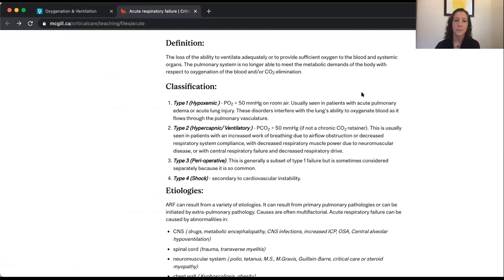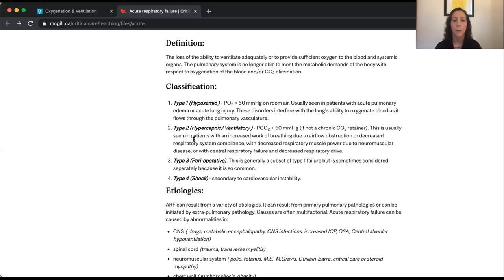The pulmonary system is no longer able to meet the metabolic demands of the body with respect to oxygenation of the blood or CO2 elimination. So that definition is very thorough. And so it implies we can have problems with oxygen or problems with carbon dioxide and also with metabolic demand. So type 1 is also called hypoxemic respiratory failure. Type 2 is called hypercapnic respiratory failure. Type 1 and type 2 is what most people answered in the chat box, hypoxemic and hypercapnic.